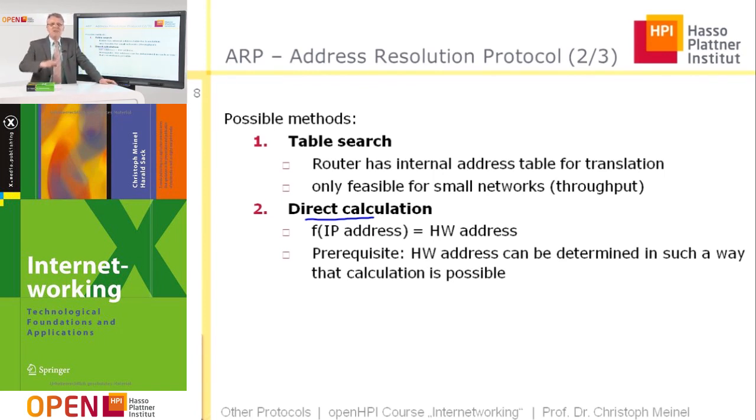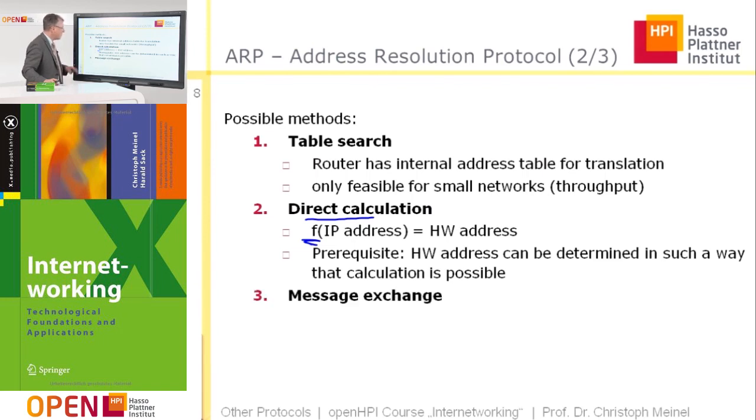This can be done if the hardware addresses are configurable, if the administrator assigns IP addresses to hardware addresses, so that there is an easy mechanism to translate one into another. The prerequisite is that the hardware address can be determined in such a way that the calculation of this function f is very simple. This is the second method.